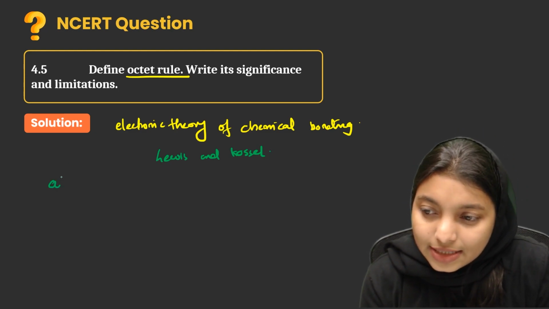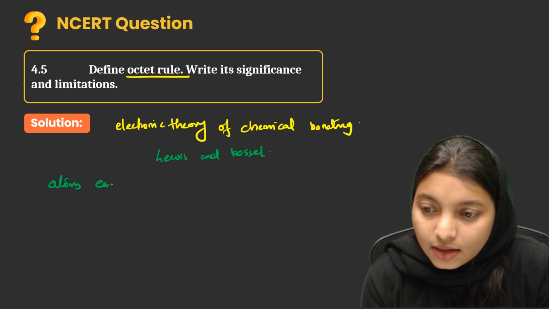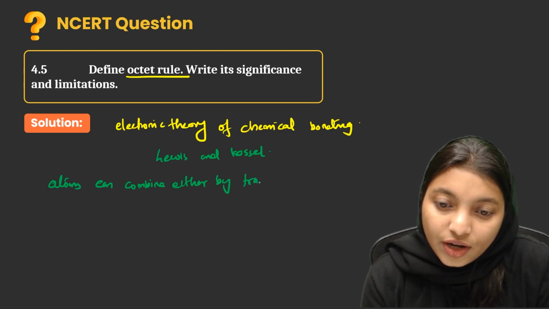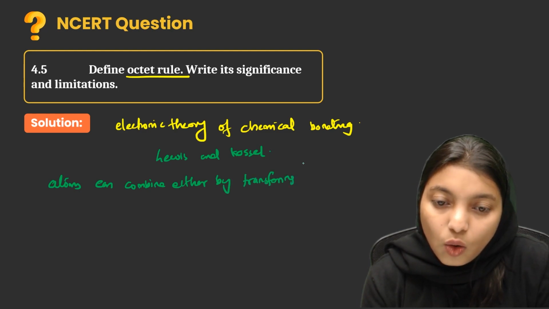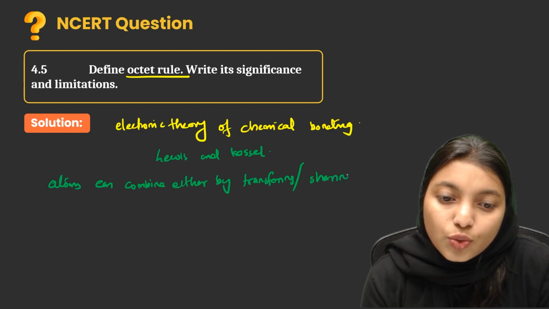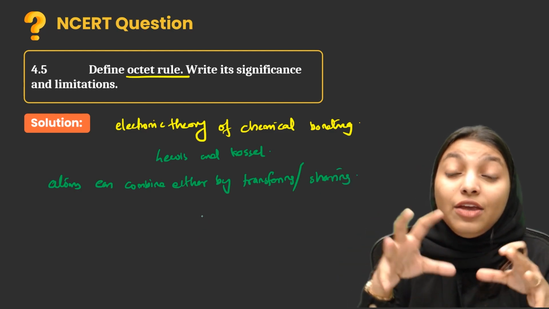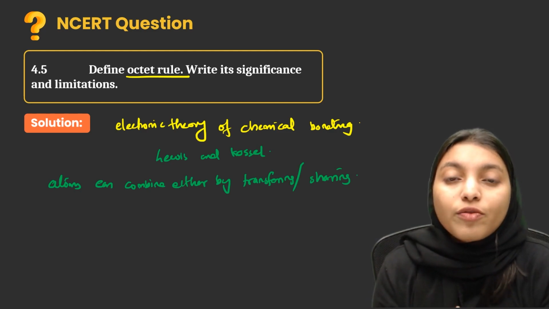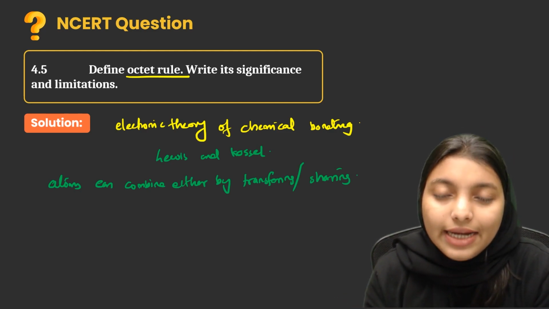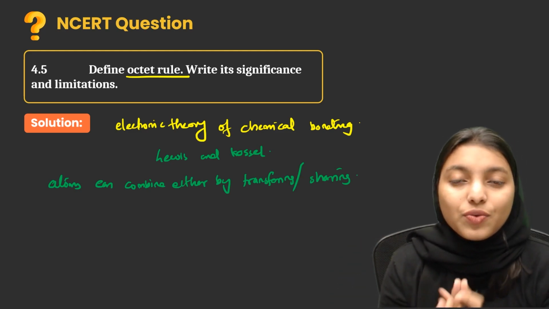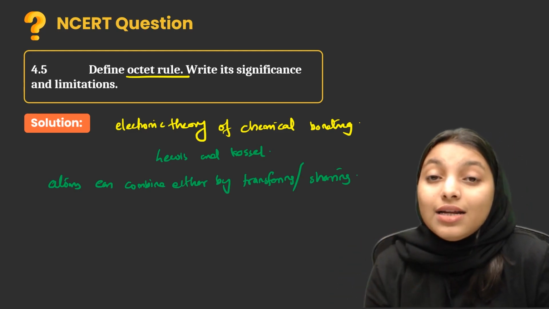That means atoms can combine either by transferring of electrons with each other or by sharing of electrons to attain the nearest noble gas configuration. So the idea is that if we attain the nearest noble gas configuration, it will become stable. That was the idea, and for most of the elements and most of the compounds it was working. But there are some limitations.